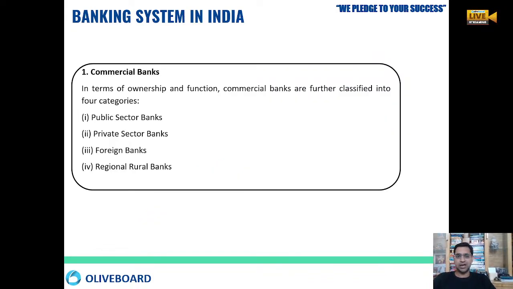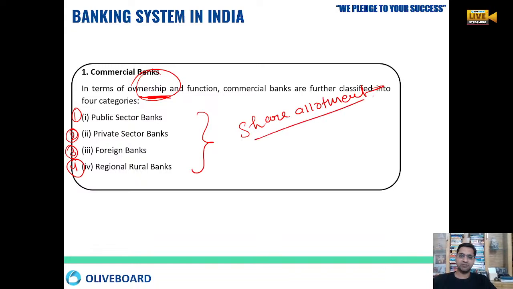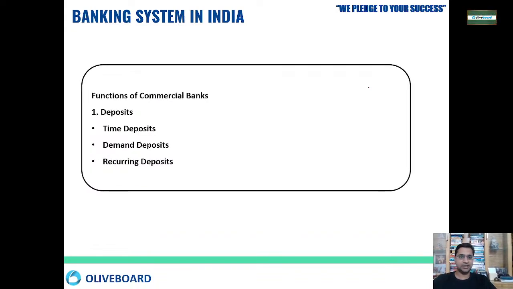Now, what are commercial banks? Based on the ownership, commercial banks are further classified into four categories we have already discussed: public sector banks, private sector banks, foreign banks, and regional rural banks. Okay, based on the share allotment, these banks are classified under the four categories.